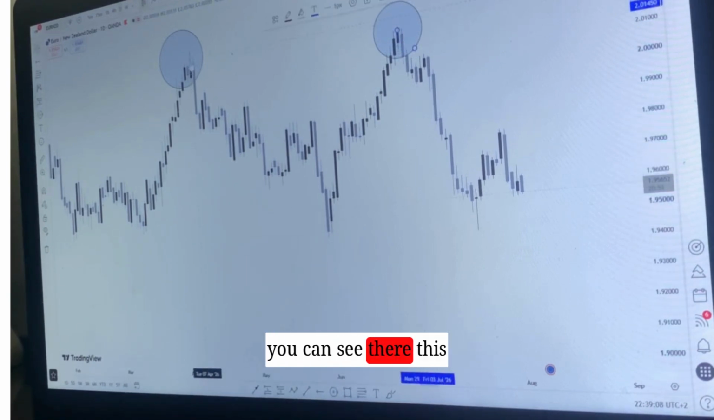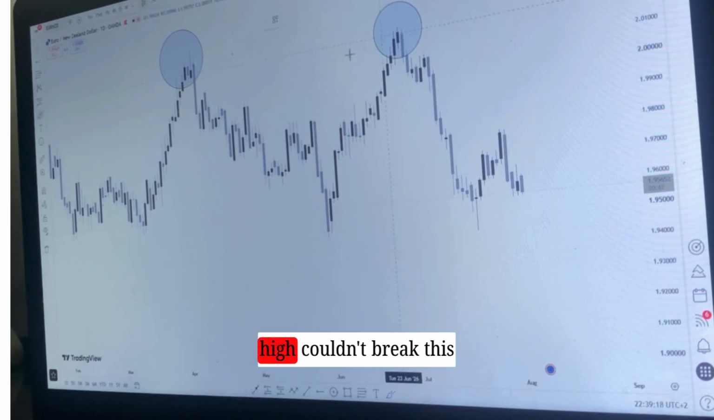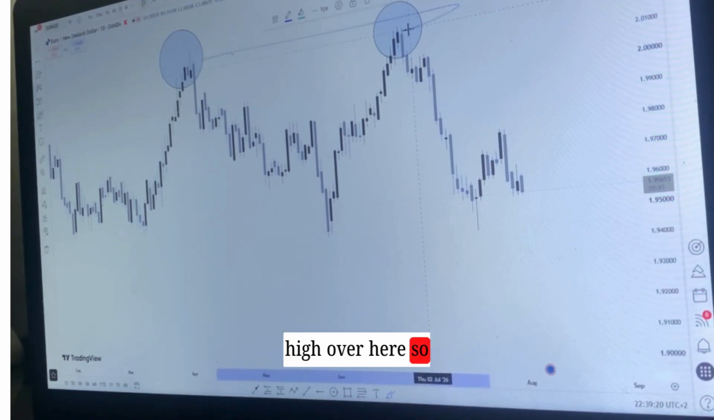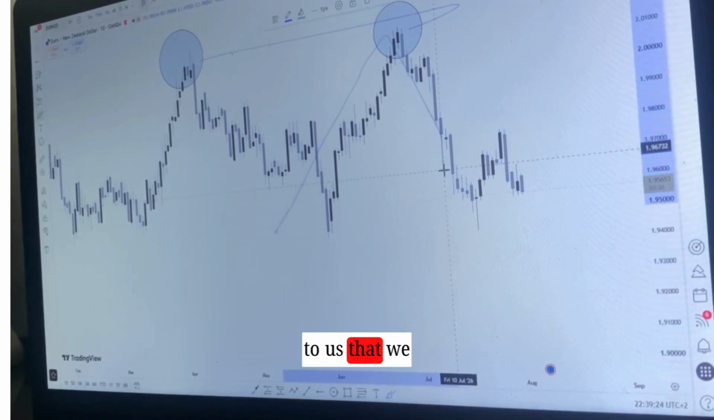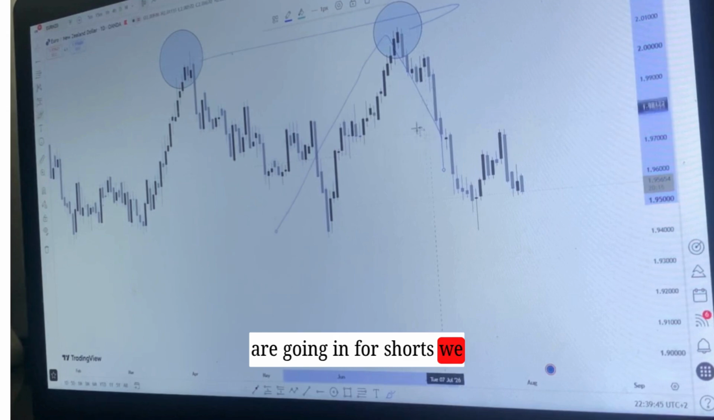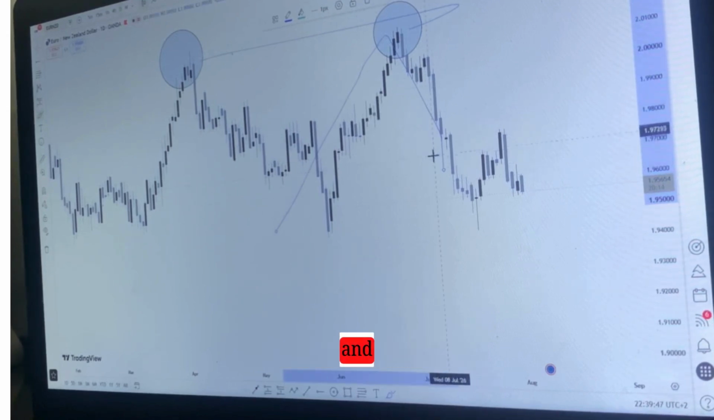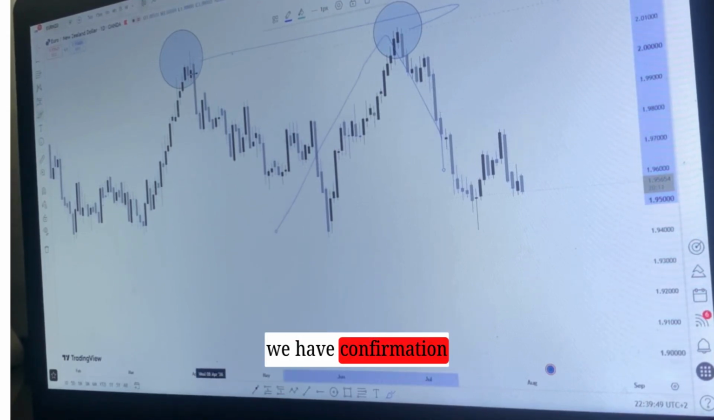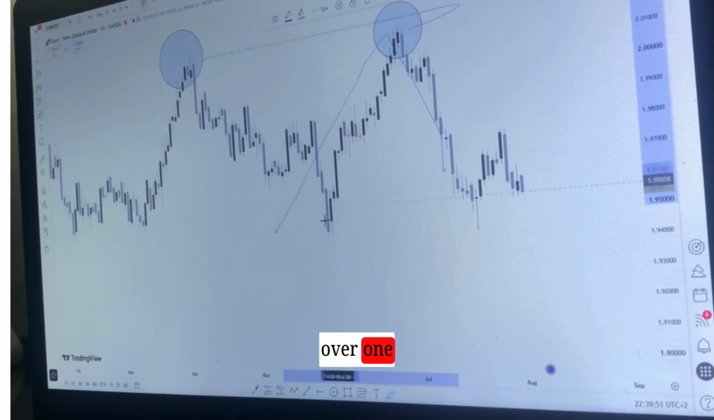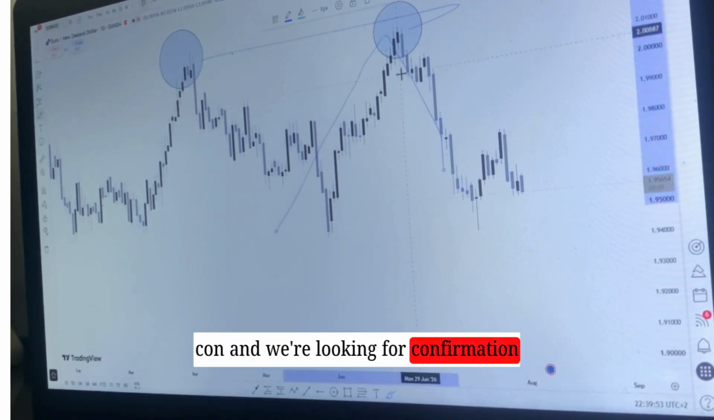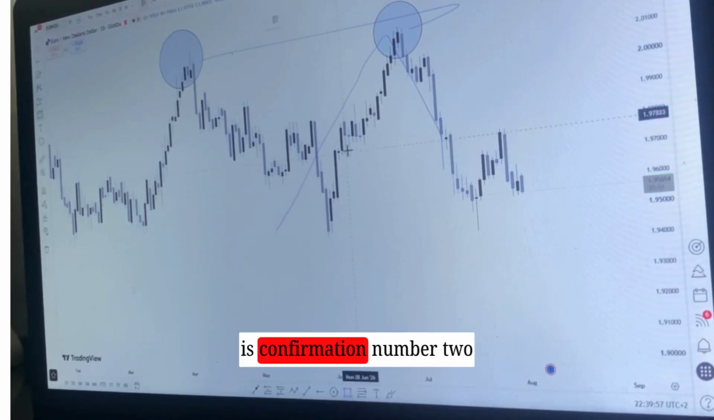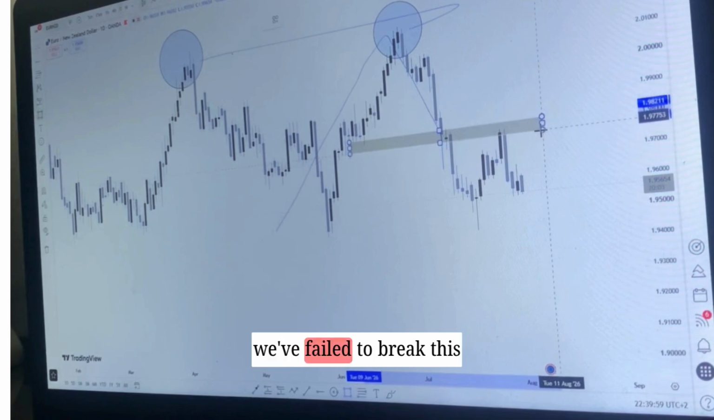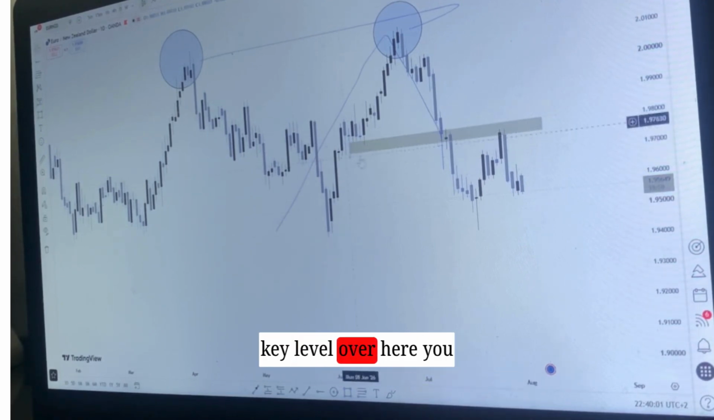So as you can see there, this high couldn't break this high over here, so we came up and pushed down. That indicated to us that we are going in for shorts. We are on a downtrend and we have confirmation number one, and we're looking for confirmation number two. This is confirmation number two. We fail to break this key level over here.